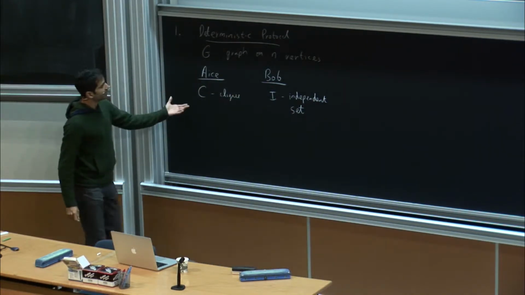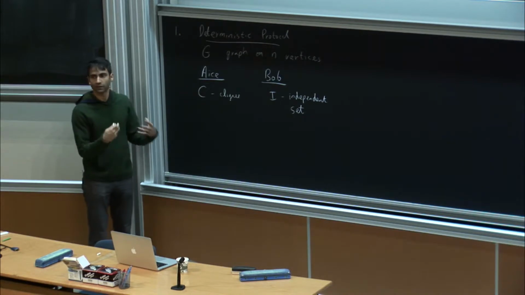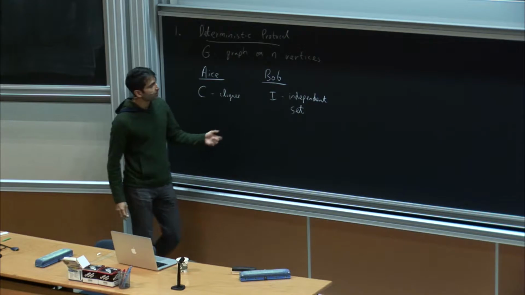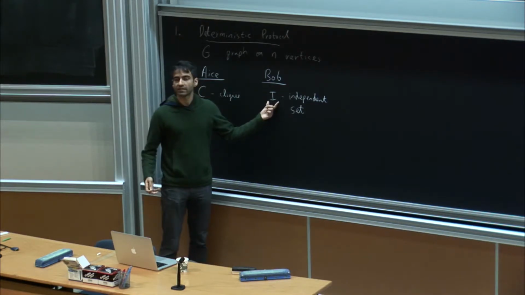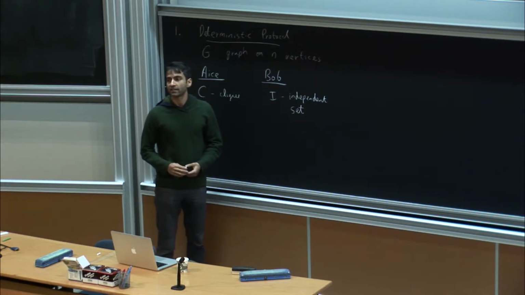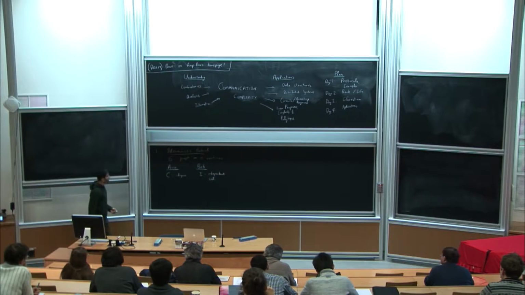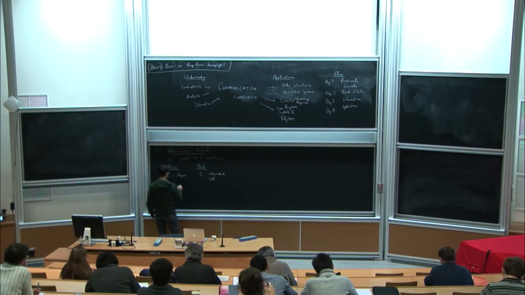Okay, so clique means Alice gets a collection of the vertices of the graph that are all connected to each other, and Bob gets a collection of the vertices which have the property that there are no edges in the set of vertices. They form an independent set. And what they want to know is, do they have a vertex in common?